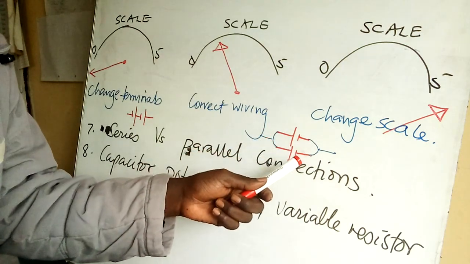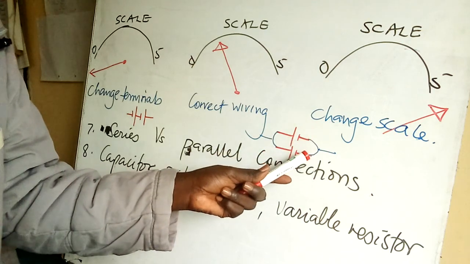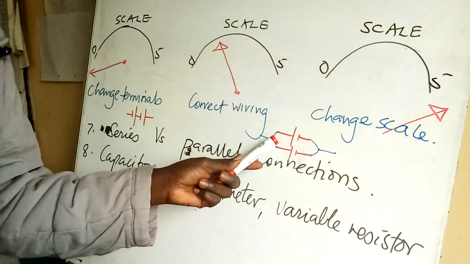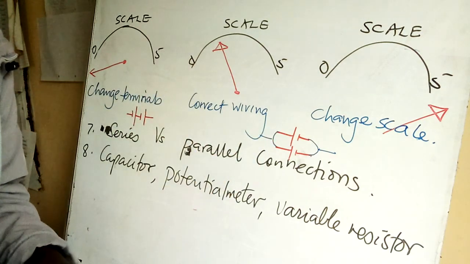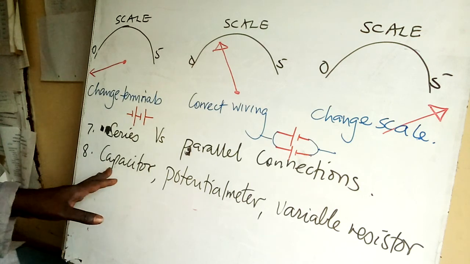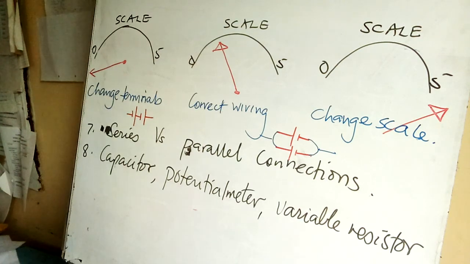So you take a clip, connect this and that. So negative and negative, then positive and positive. Then from there you can carry out your connection. Then lastly, capacitor, potentiometer, variable resistor.